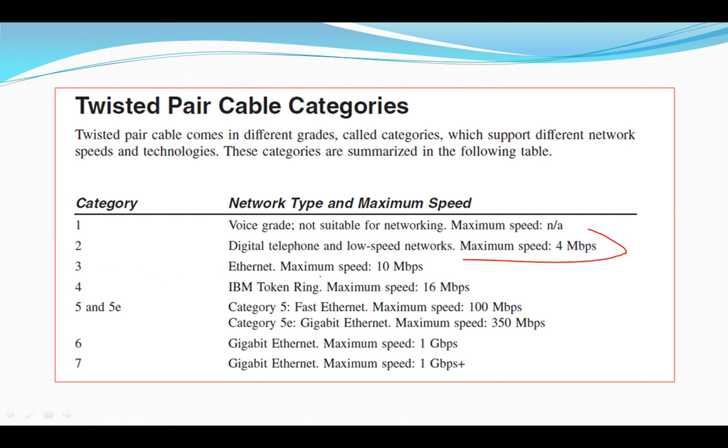The third one is Ethernet, maximum speed 10 Mbps. The fourth one, IBM token ring, 16 Mbps maximum. Cat 5 is fast Ethernet, maximum 100 Mbps. This is very commonly used. Cat 5E is gigabit Ethernet, maximum 350 Mbps, and Cat 6 is gigabit Ethernet, maximum speed 1 Gbps, and Cat 7 is gigabit Ethernet, same 1 Gbps plus.